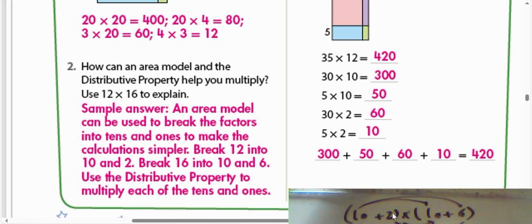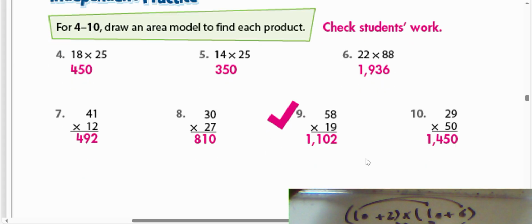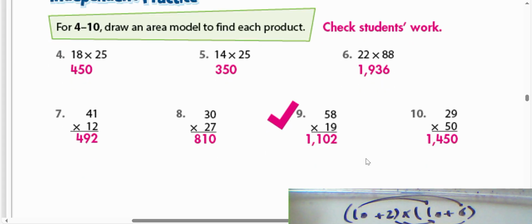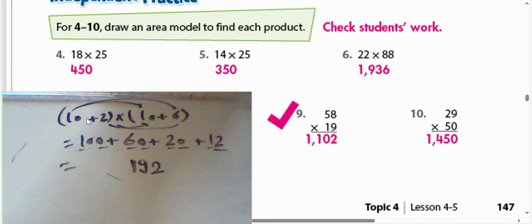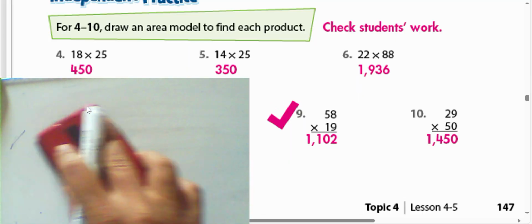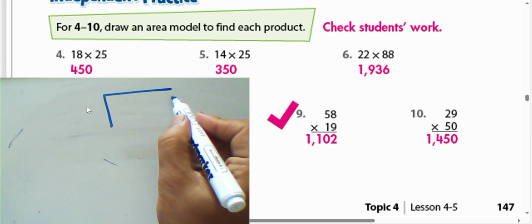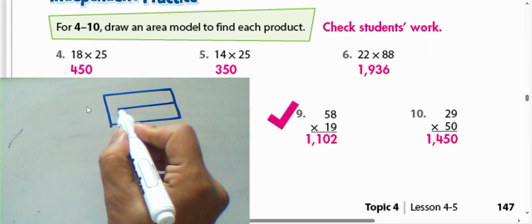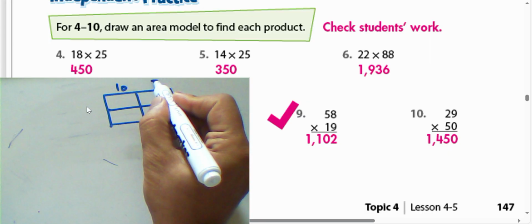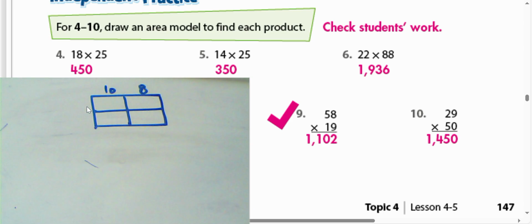Okay, next page. You can find the answer by yourself. Look at this example. We can find 18 times 25. We also use the distributive property. Use area models and divide the two numbers. We have 18 equals 10 plus 8, and 25 equals 20 plus 5.